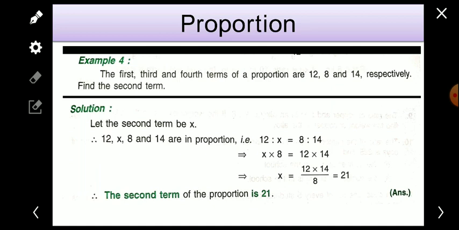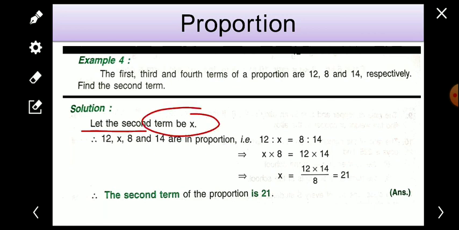Now example 4: find the third and fourth terms of the proportion. Okay, the first, third and fourth terms are given. We have to find the second term. The second term is missing, it is not given. They are in proportion. So suppose that the second term is x. Let the second term be x, then it is placed at the second place.